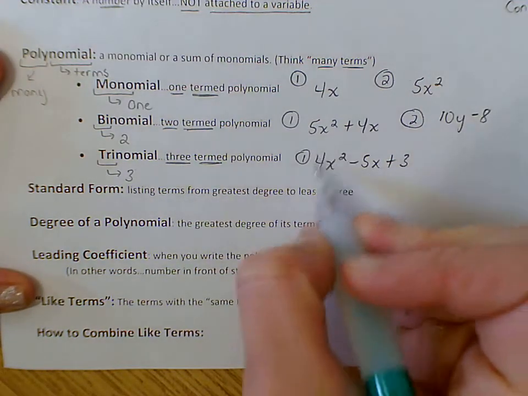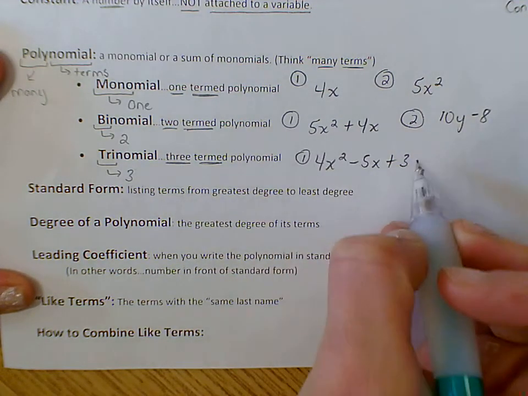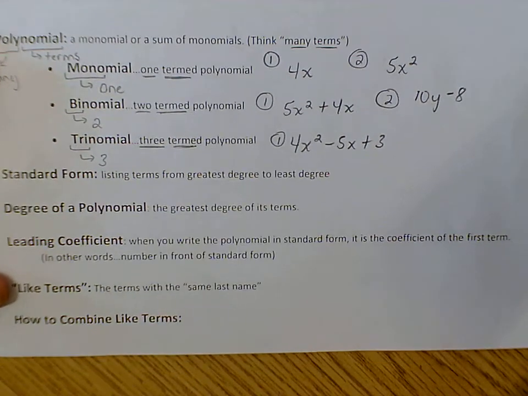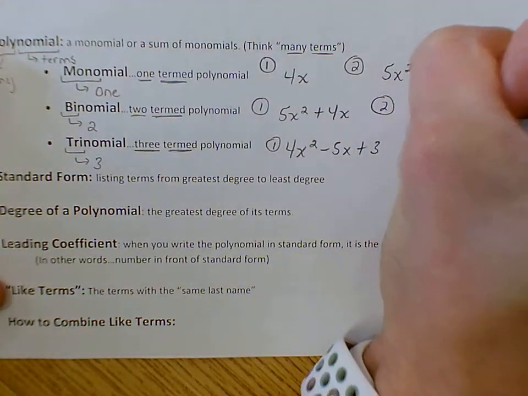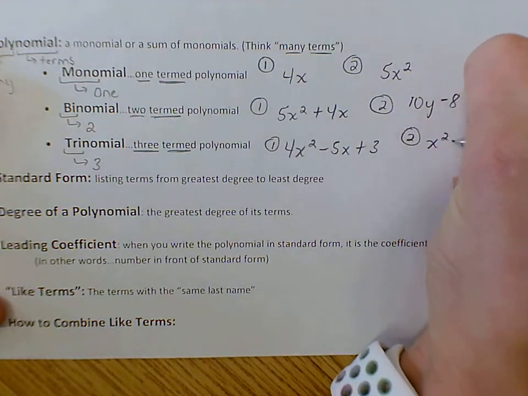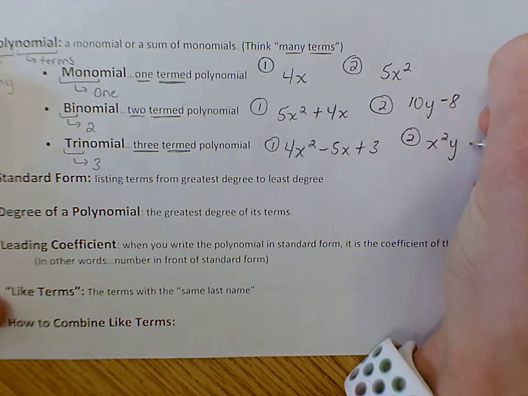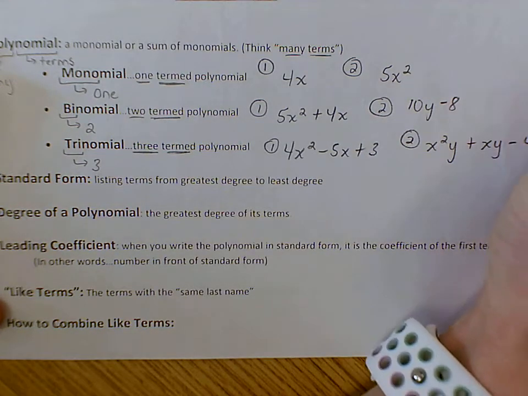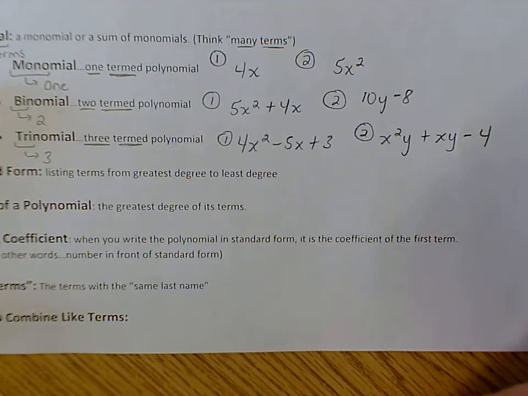That has the 4x squared, the negative 5x, and the 3. That has three terms to it, okay? Another example that is starting to get into the problems that might look a little harder would be, let's say if you had something like this, x squared y, yay math, right, plus xy minus 4. Let's say you had something like that.